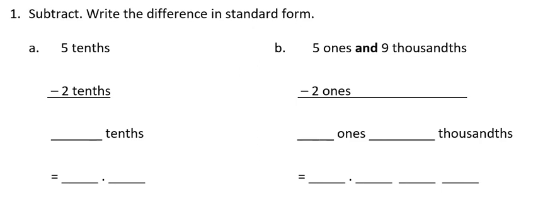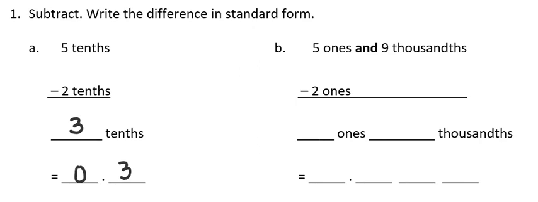So for problem A, I have 5/10 minus 2/10. Well, if I have 5/10 and I take 2 of them away, that would leave me with 3/10. Now all I have to do is write that number in standard form. So I don't have any whole numbers, no ones, but I have 3/10, so I'll write my 3 in the tenths place.